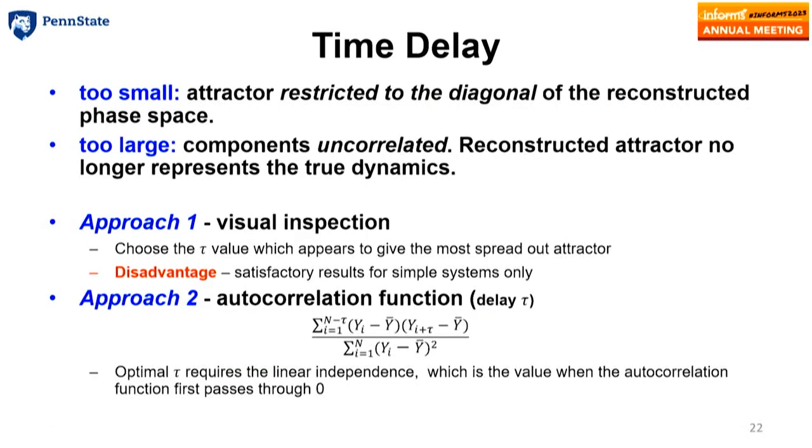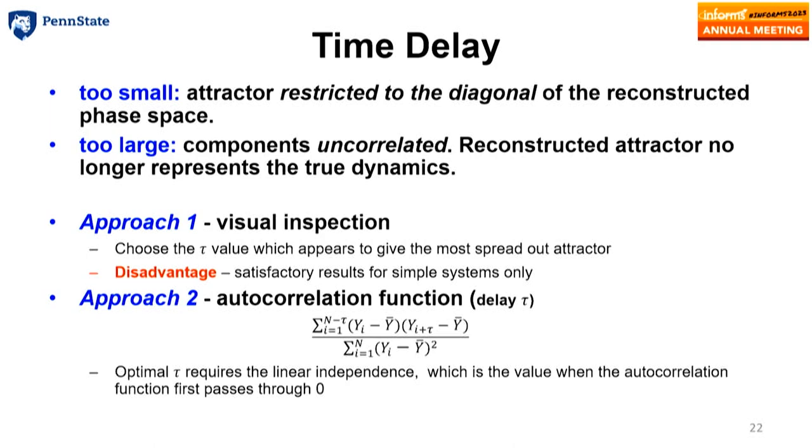Now let's have a look at how to choose the time delay. If the time delay is too small, the attractor is restricted to the diagonal of the reconstructed phase space. If it is too large, components are uncorrelated, and the reconstructed attractor no longer represents the true dynamics.